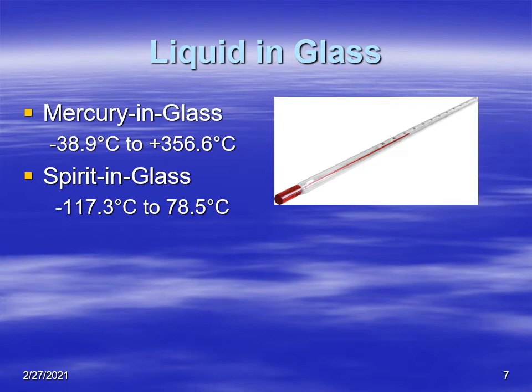The two liquids that are used are typically mercury or alcohol, which is also known as spirit in glass thermometers. Mercury has a very high temperature range, but not such a low temperature range. It only goes down to about minus 38.9 degrees Celsius. So in some parts of the world, it may be difficult to measure low temperatures with mercury in glass thermometers. In those locations, spirit in glass thermometers were typically used to measure low temperatures because the alcohol doesn't freeze until a temperature of minus 117 degrees Celsius.